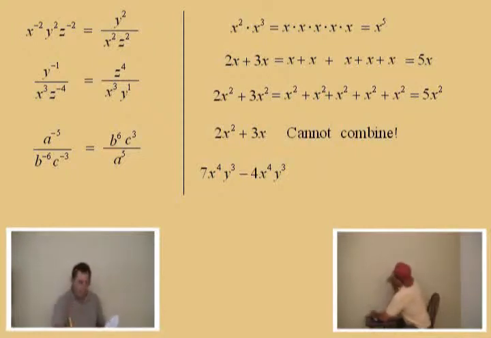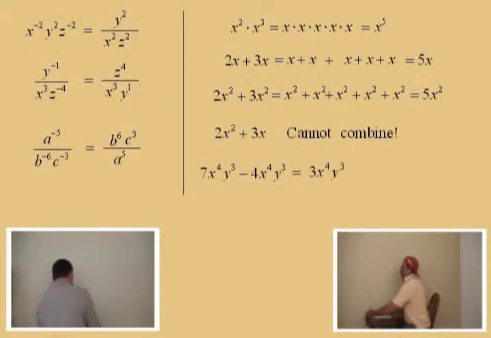Now subtract 4 x to the 4th y cubed. So it's basically like doing a basic arithmetic problem. 7 subtract 4 is 3. And 7 x to the 4th y cubeds, take away 4 x to the 4th y cubeds, leaves you with how many left, Charlie? 3 of them. So that's 3x to the 4th y cubed. Very nice, Charlie. We're doing fine. Okay, let's go on to another problem here.